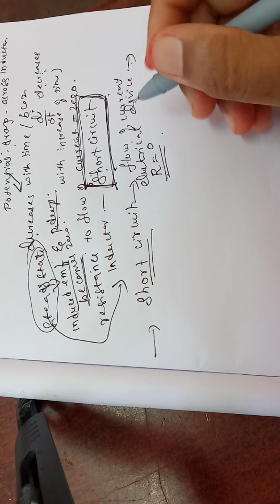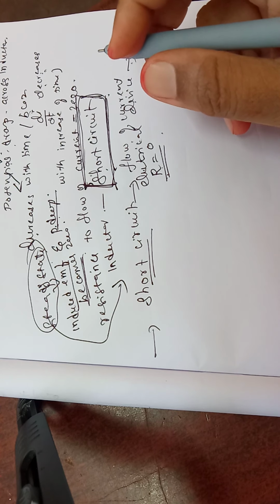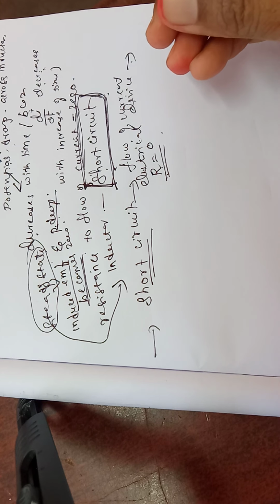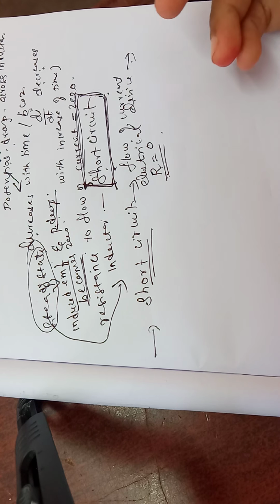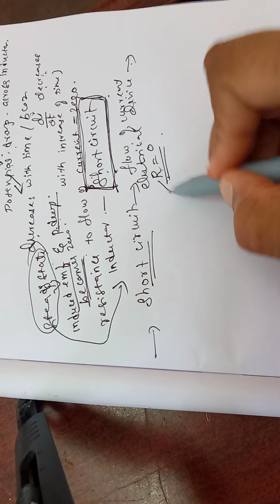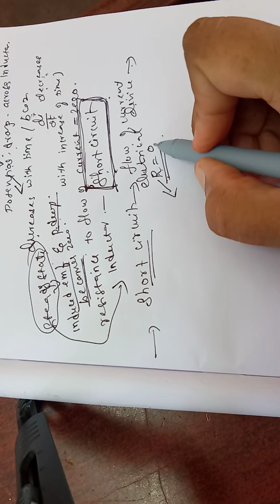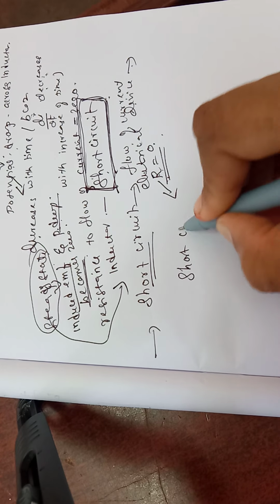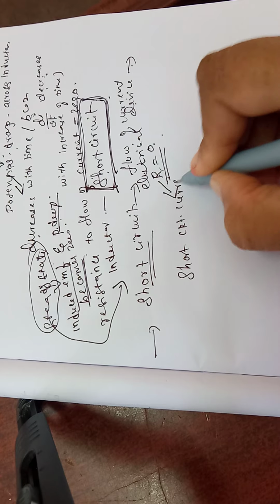So what happens if resistance is 0? Current will flow, no? We will get maximum current, no? Then what is the problem in that? You may think in such a way. When resistance becomes 0, this current we call the short circuit current.